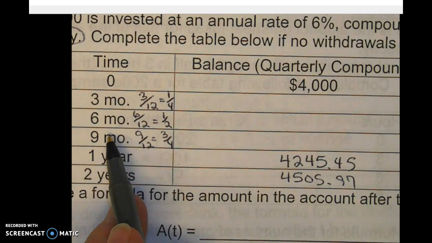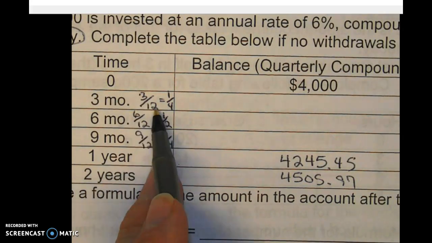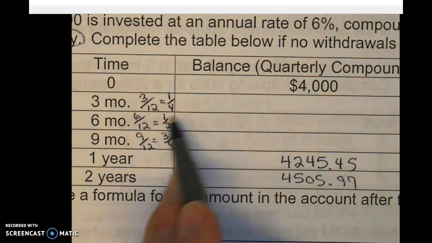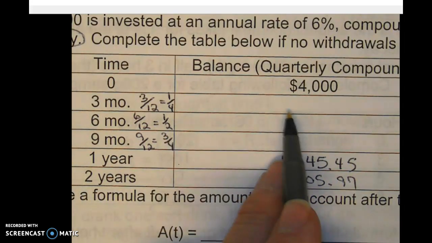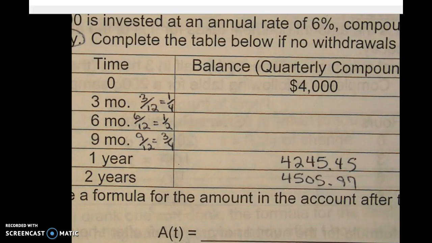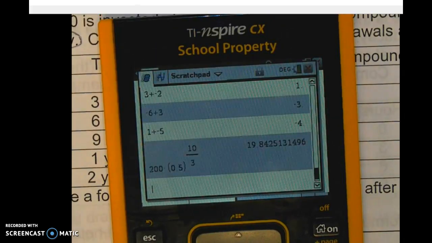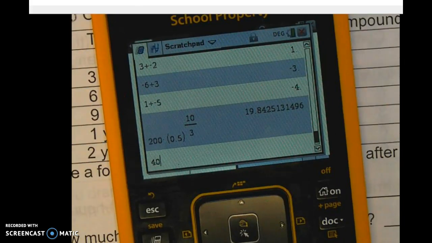Now, these are in months, so we have to convert these to part of a year. So we're going to put 3 over 12. It's 12 months in a year. So 3/12 of a year. So to get this amount, we'd have to do 1/4 of a year. 6/12, 1/2 of a year, and 9/12 is 3/4 of a year. So to get these dollar amounts, we would need to, well, what I would do is go to the calculator screen and then put the equation in.